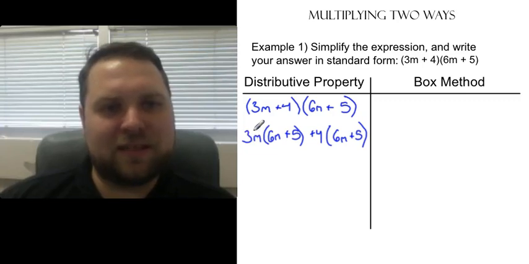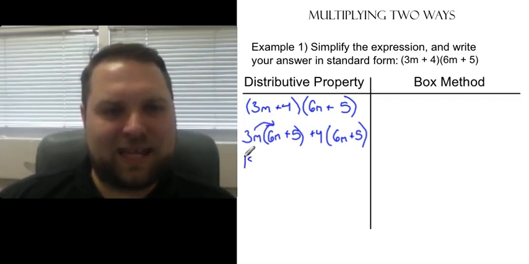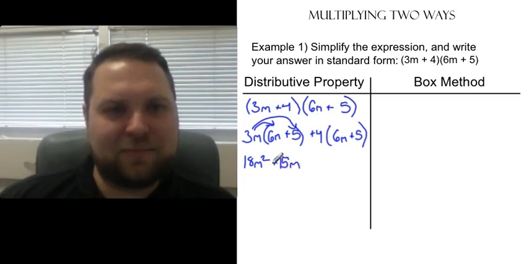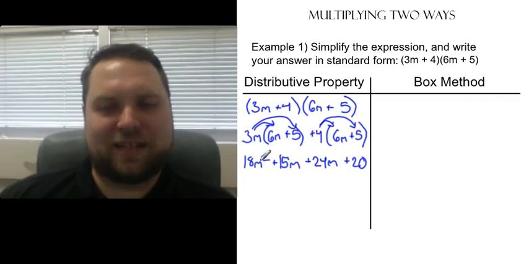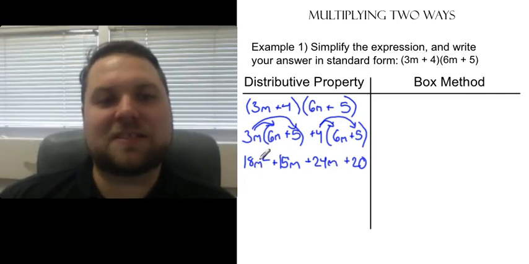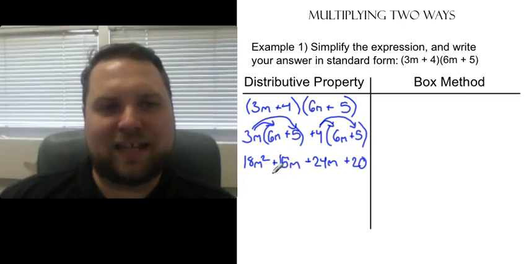form. So 3m times 6m is going to be 18m squared. 3m times positive 5 will be 15m. Now I take positive 4 times 6m, that would be positive 24m, and then positive 4 times positive 5, which is positive 20. Now, once I've done all this distributing, I look at what I have and I want to see if there are any like terms I can combine. And if you look, 15m and 24m, I can now combine those.